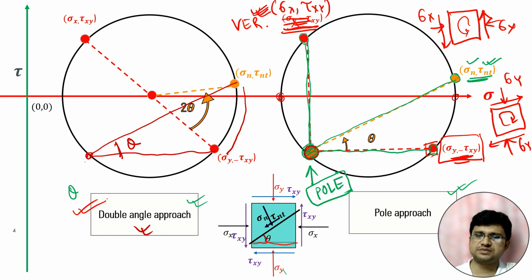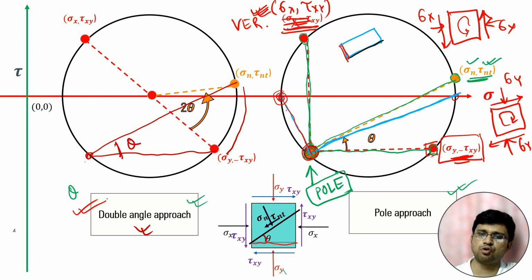This is the point of major principal stress. If we connect the pole with these 2 points, then this is the plane of major principal stress, and this will be the plane of minor principal stress, because from the pole we are connecting the minor principal stress with this line.